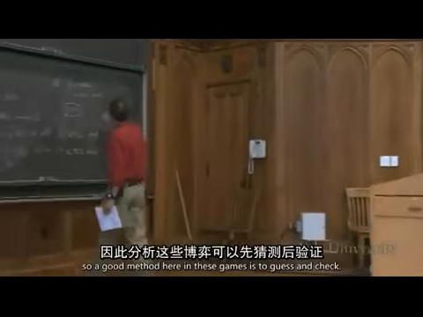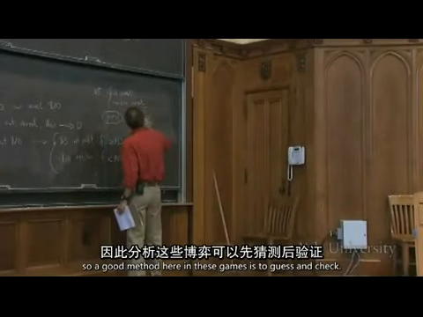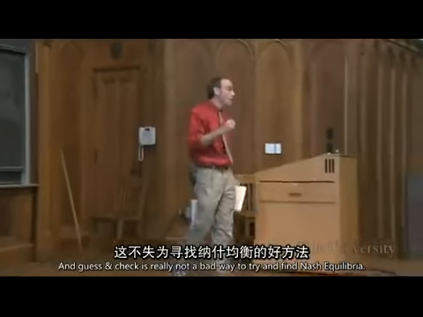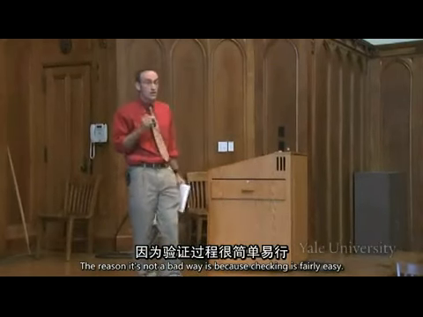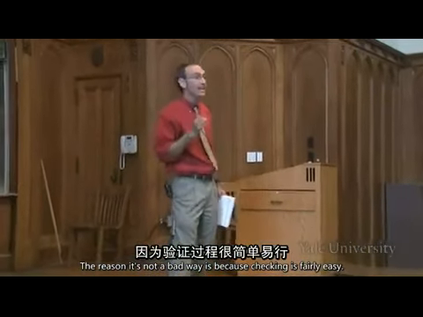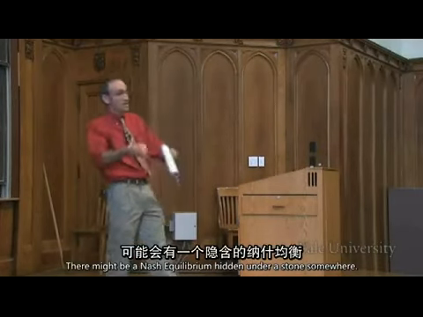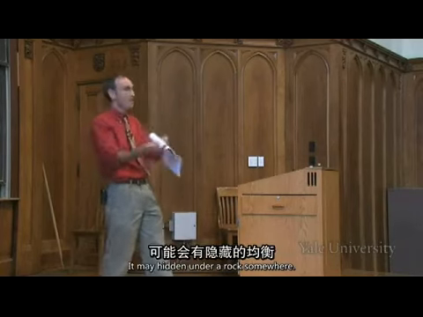All right? So a good method here in these games is to guess and check. And guess and check is really not a bad way to try and find Nash equilibria. The reason it's not a bad way is because checking is fairly easy. Guessing is hard. You might miss something. There might be a Nash equilibrium hidden under a stone somewhere. Oh, no, it's not a stone. In America, it's a rock. It's hidden under a rock somewhere.